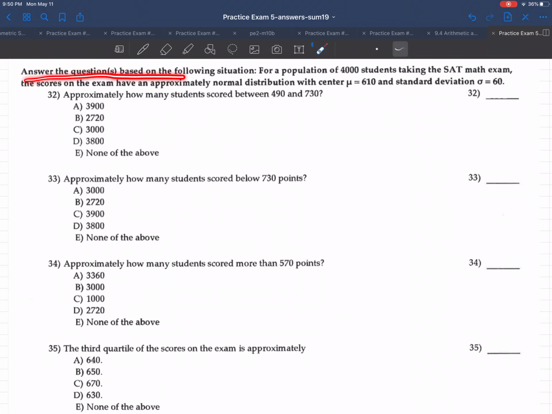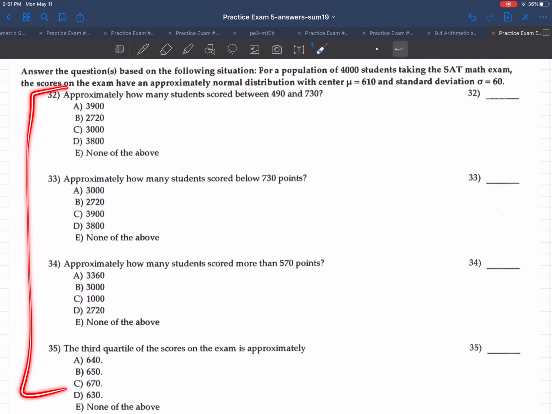Answer the questions based on the following situation. For a population of 4,000 students taking the SAT math exam, the scores on the exam have an approximately normal distribution with center mu equals 610, standard deviation sigma 60.